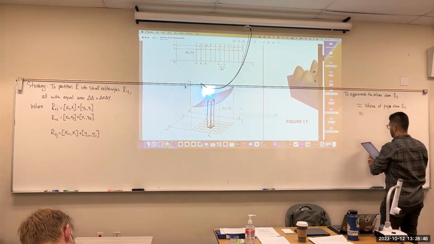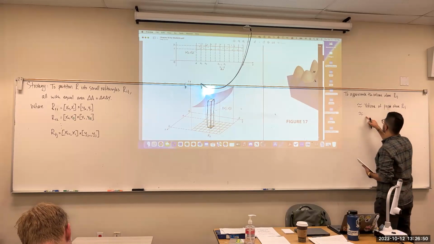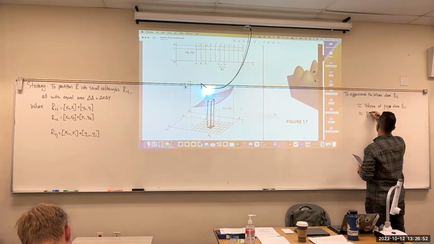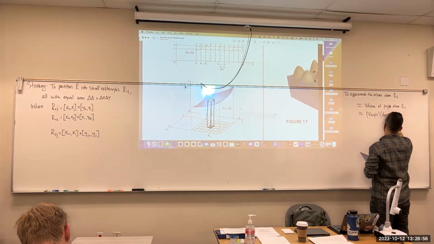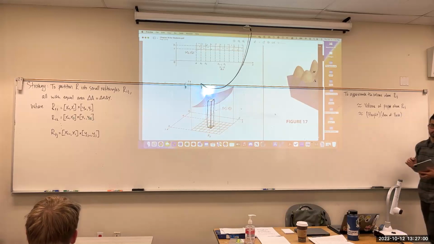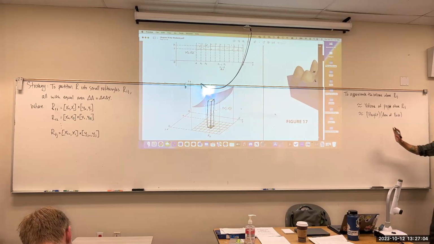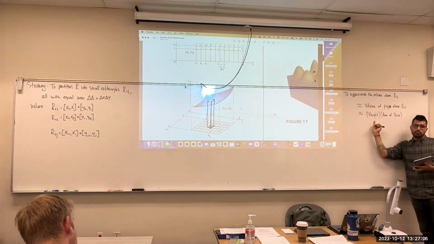How do I find the volume of that prism? Well, it's going to be the height of the prism times the area of its base. The way you guys told me on the warm-up. Right? On the warm-up? How do we find the height of it, though?